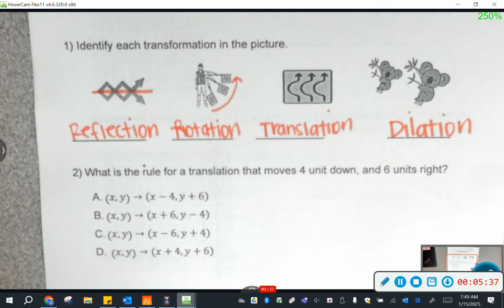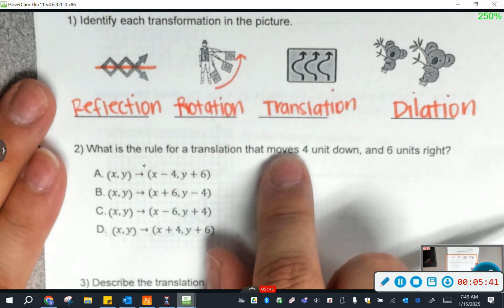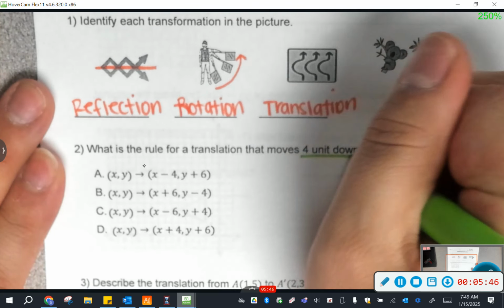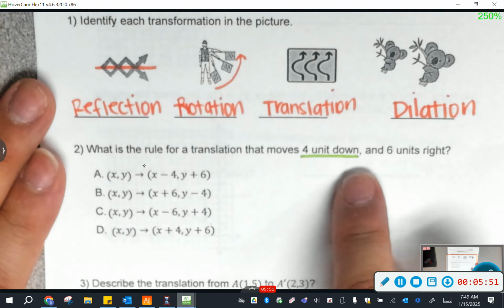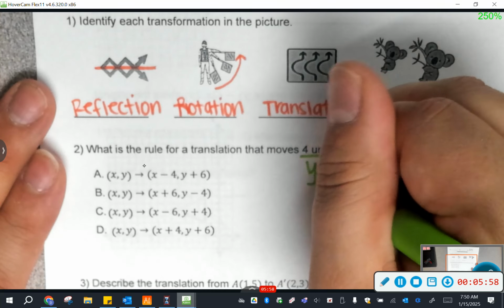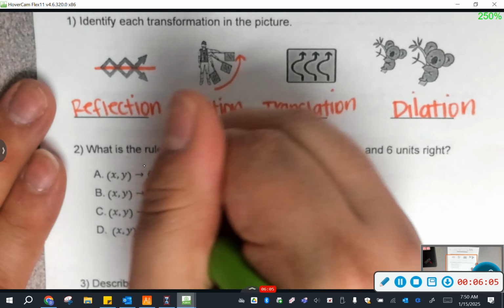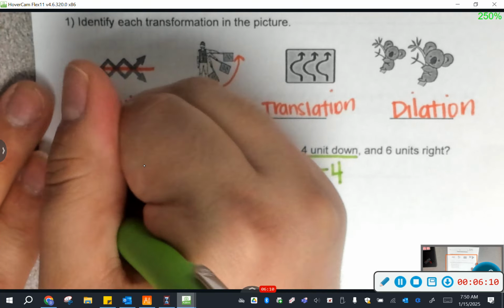All right, I tried to trick you on this one. Let's see if you fell for it. What is the rule that moves 4 units down, 6 units to the right? Be careful. Down is X or Y? Down is your Y-axis. So that is going to be y minus 4. Do you see how I tried to trick you by putting it first? So it's not going to be A, and it's not going to be C, and it's not going to be D. The only one is B.